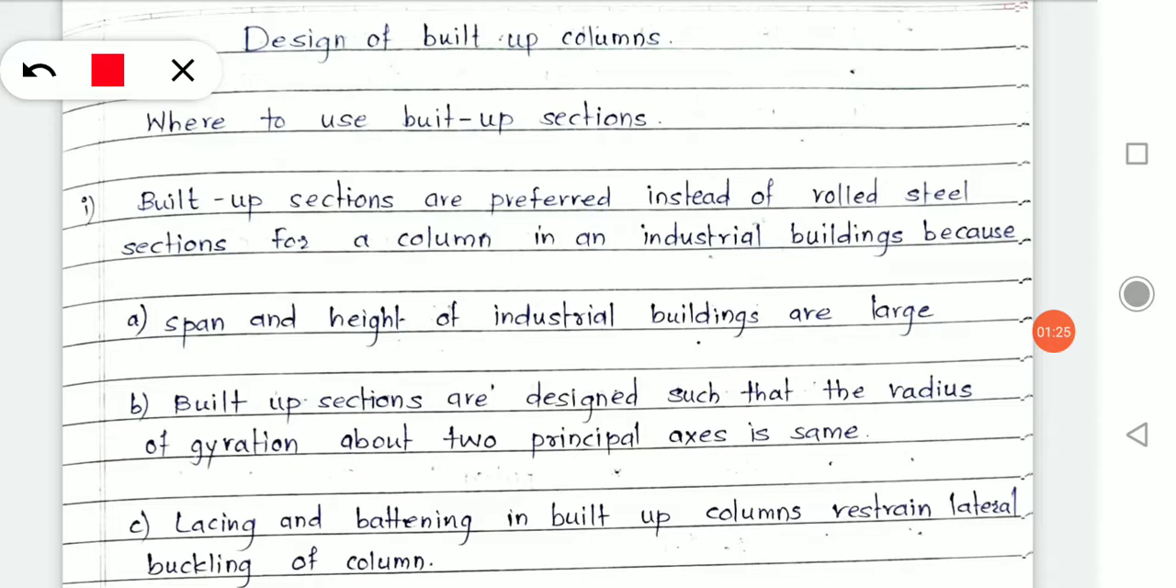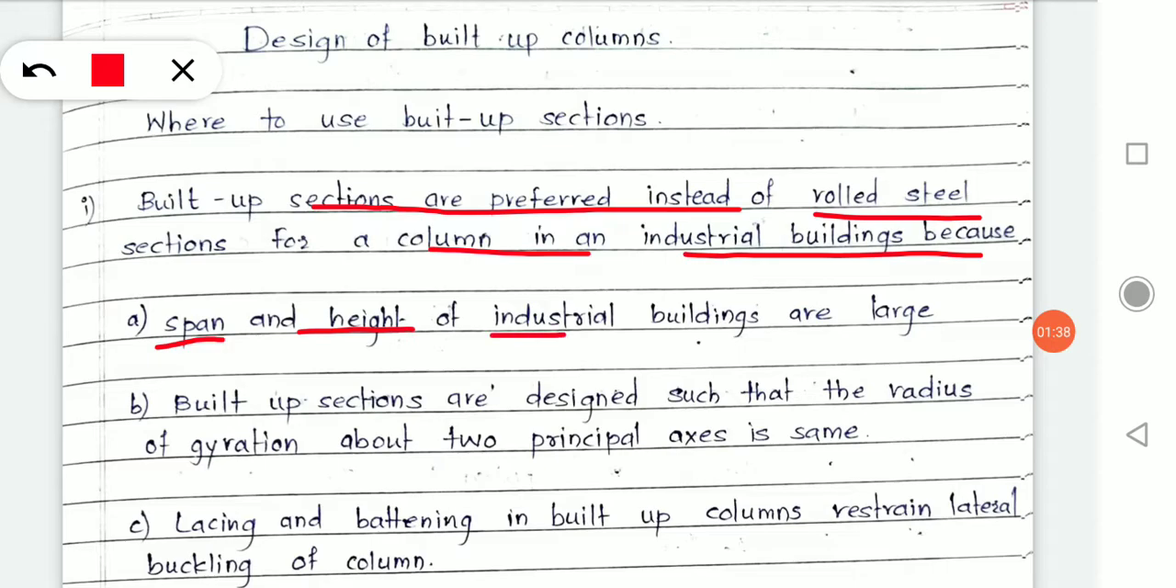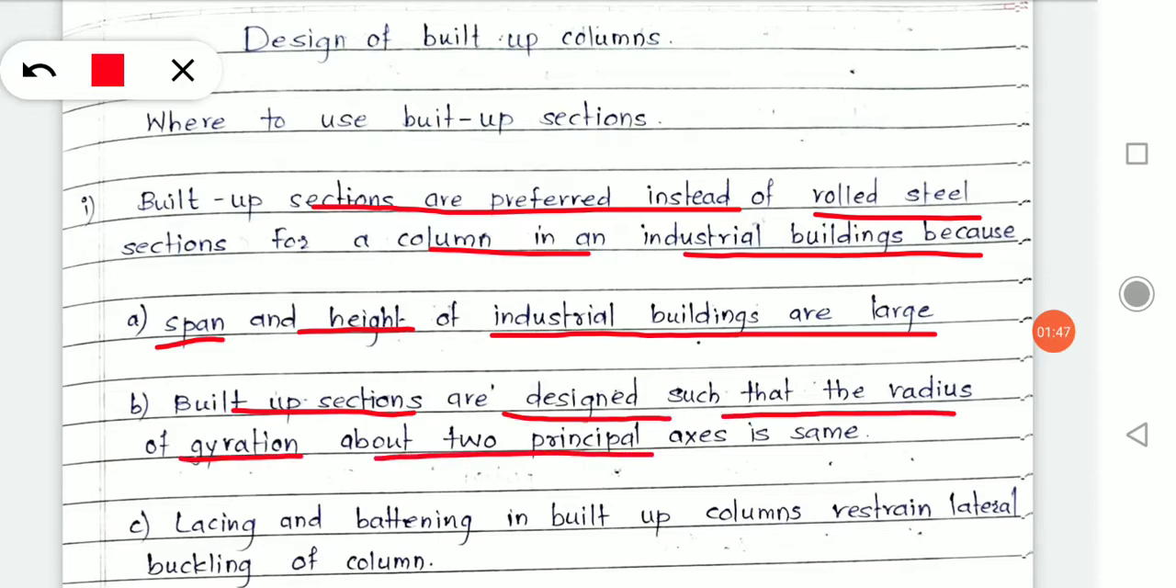First, built-up sections are preferred instead of rolled sections, instead of one single section for a column, in industrial buildings, because the span and height of our industrial buildings are very large. Second, built-up sections are designed such that the radius of gyration about two principal axes is the same.